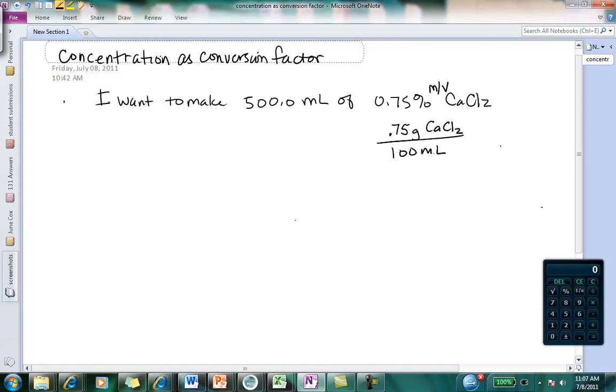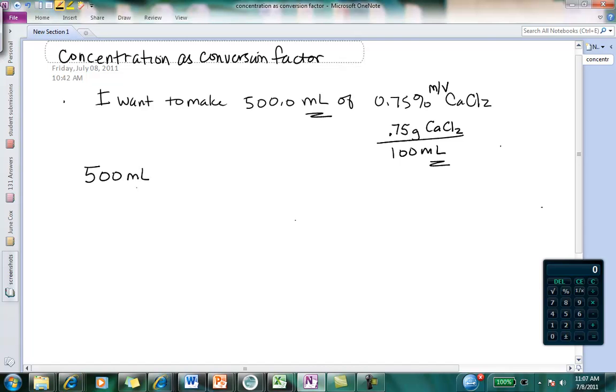This is an intensive property. It's not telling me how much calcium chloride I actually have. It's telling me the concentration. Notice that I've got milliliters here, milliliters here. I'm going to cancel out milliliters when I do this problem. I need to make 500 milliliters of solution.